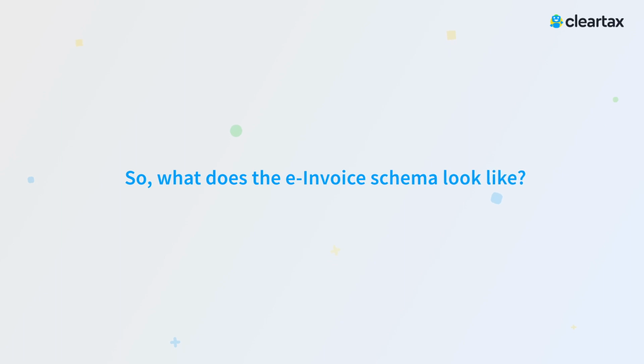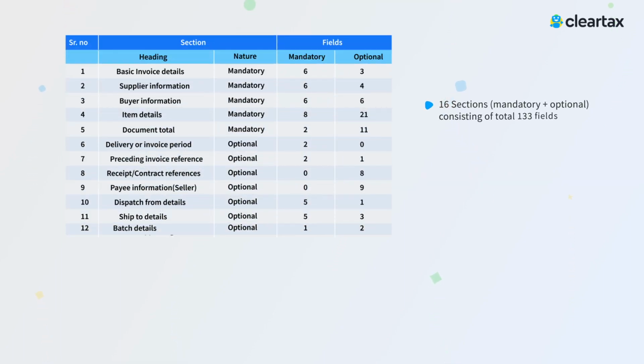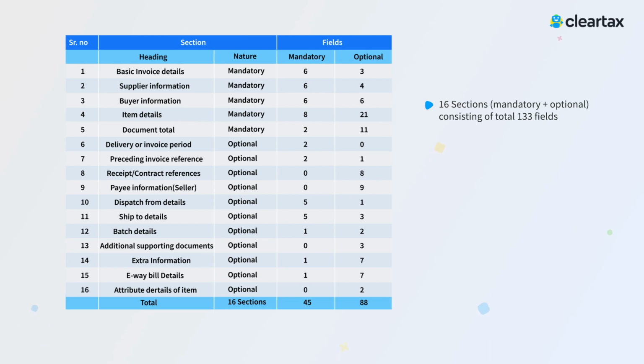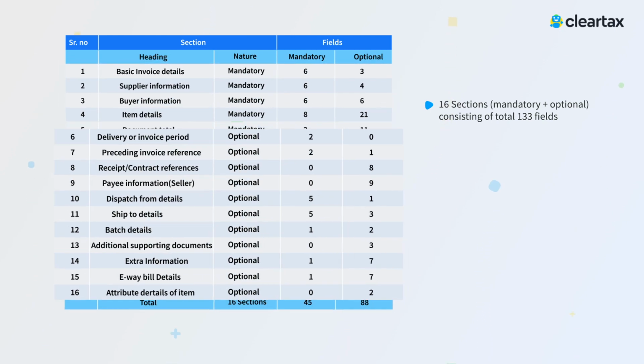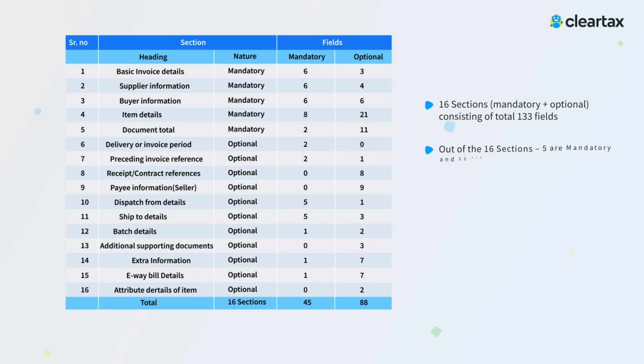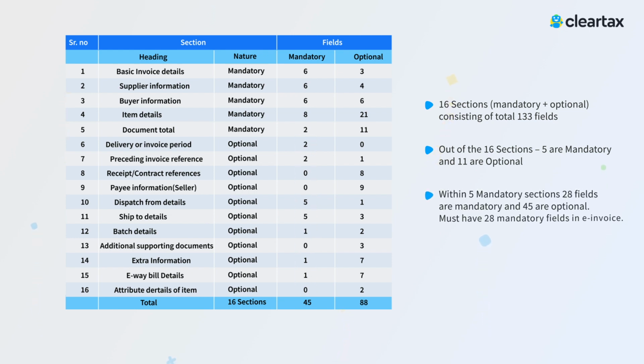So, what does the e-invoice schema look like? There are 16 sections, mandatory plus optional, consisting of a total of 133 fields. Out of the 16 sections, 5 are mandatory and 11 are optional. Within the 5 mandatory sections, 28 fields are mandatory and 45 are optional.